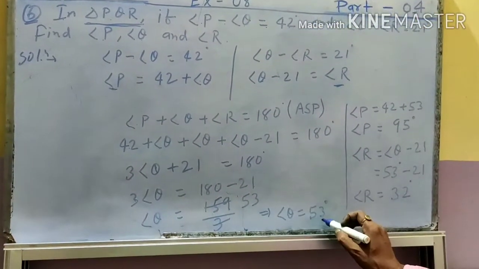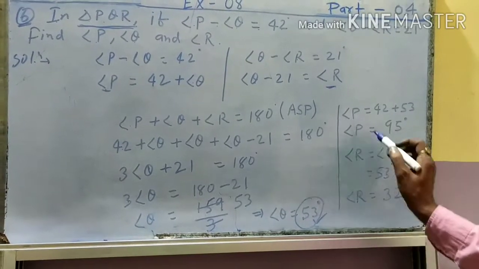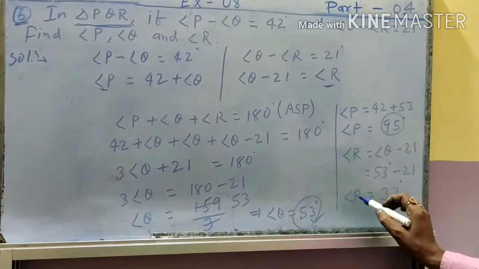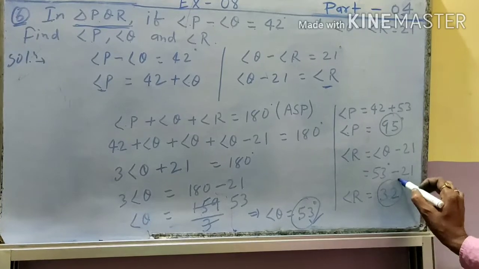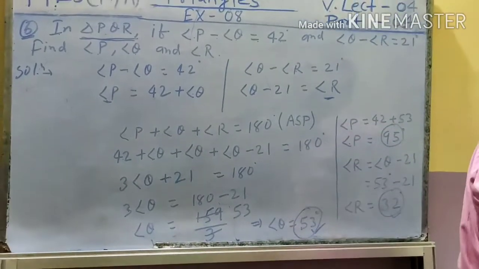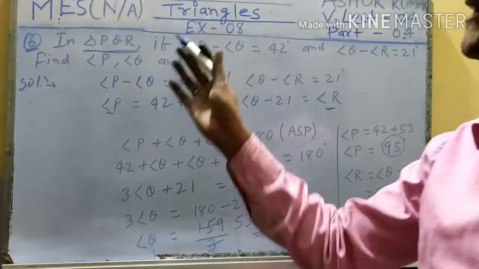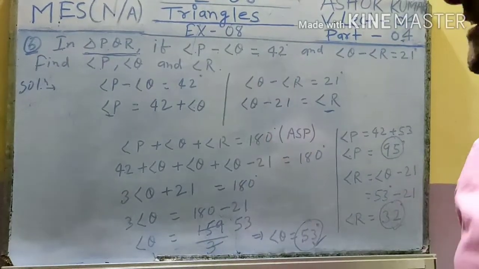So here, student, 3 values. Angle Q is 53 degrees. This is the first value. Angle P is 95 degrees and angle R is 32 degrees. This is your final answer. Okay, student, I hope you will understand this question. The next question is question number 3.